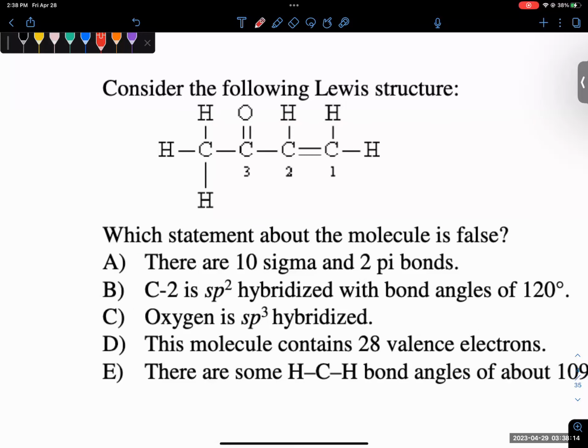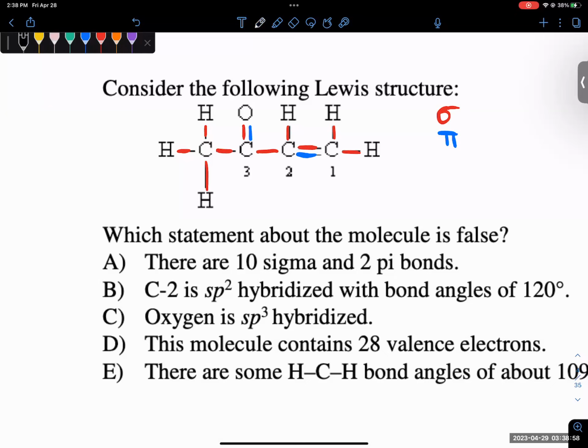You count each individual bond. Every single bond has 1 sigma bond. Every double bond has a sigma bond and a pi bond, right? So if we count all the red ones, because we said our sigma is red and then our pi is blue, and every single bond is composed of a sigma bond and every double bond is composed of 1 sigma bond and 1 pi bond, how many red lines and how many blue lines do we have?